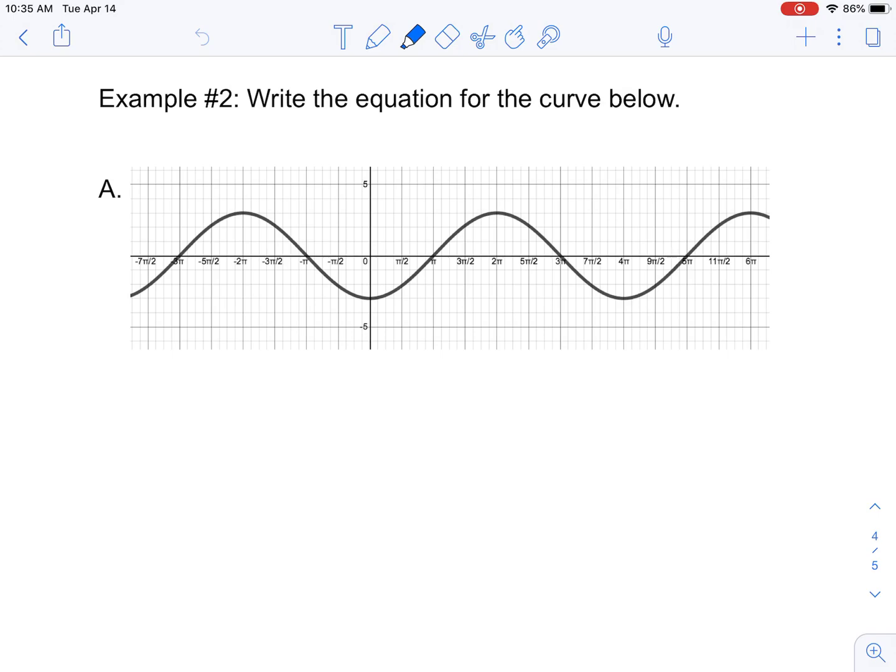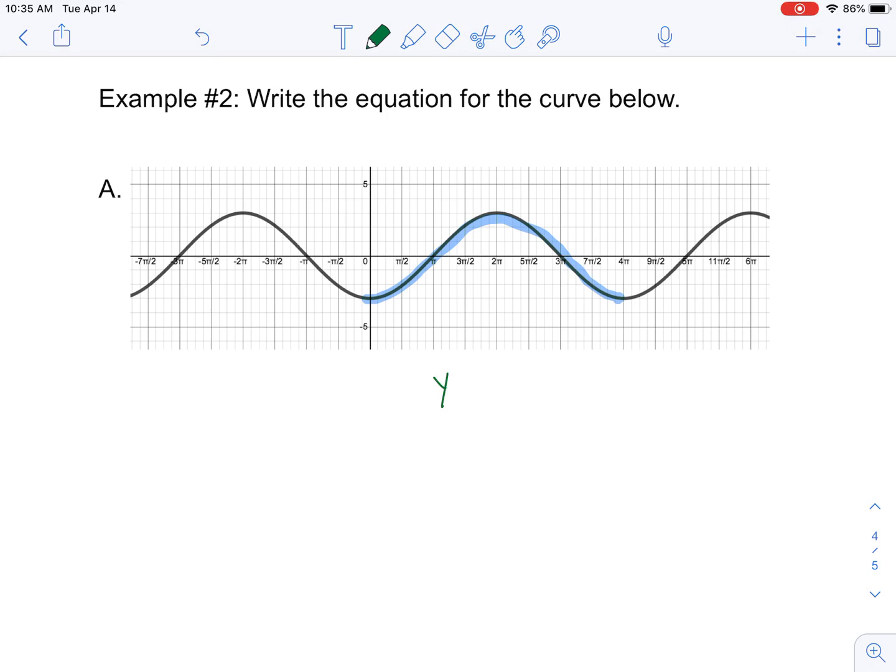I have to keep in mind that sine curves always start at the origin, at 0. And cosine curves will start at your amplitude, so you're going to start at whatever your A value is. If I look at this one, it is not starting at 0, and here is one cycle of my curve. So I'm going to assume that this is a cosine curve.